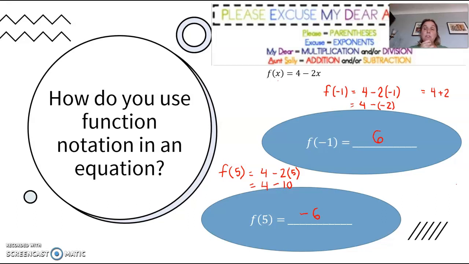All right, so that's a whole summary of all different ways of using function notation, what a function is and how you can talk about functions and use functions in different contexts.